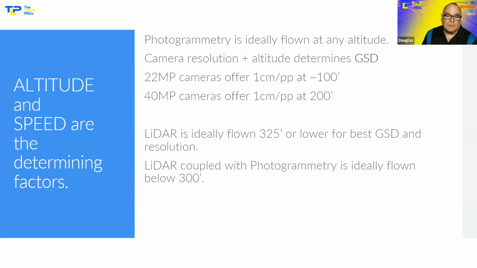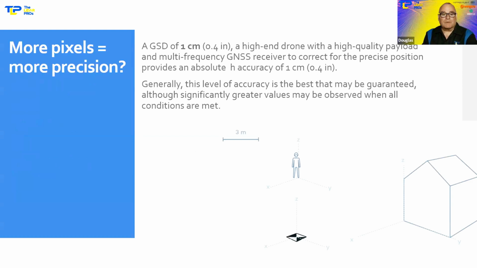Typically with LiDAR, we're going to be flying at 325 feet or lower for our best GSD and our best resolution. We don't measure LiDAR data in terms of centimeters per pixel like we do in the photogrammetry world. We measure points per meter, points per square meter. And so that's how we focus on our resolutions. If we are going to be coupling LiDAR with photogrammetry, we're typically going to be flying below 300 feet. So again, more pixels do equal greater precision. So whether we're dealing with photogrammetry or we're dealing with LiDAR, the lower we can fly in most scenarios, we'll get greater data density or greater pixel density.